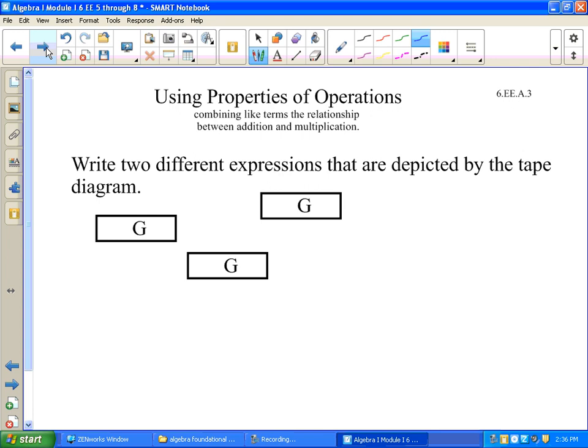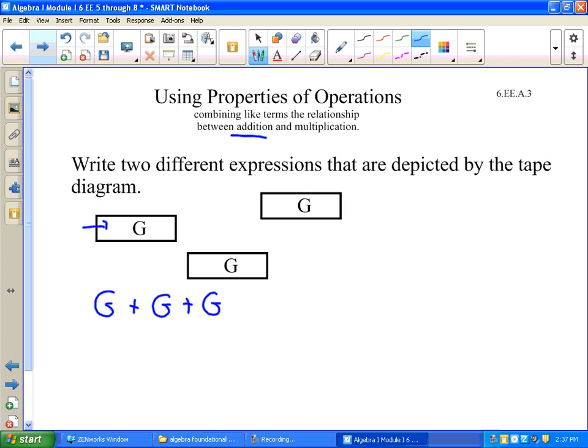Okay, write two different expressions that are depicted by this tape diagram. Well, how big is this pile? G. I'm adding onto it another pile, G. And I'm adding onto it another pile, G. So here, I'm adding.